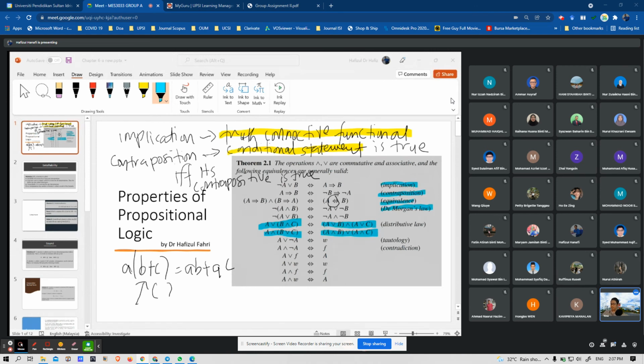And then we have contradiction. In traditional logic, a contradiction occurs when a proposition conflicts either with itself or with established fact. It is a proposition that is unconditionally false. A self-contradictory proposition can be generalized to a collection of propositions, which is then said to contain a contradiction. We have A and negate A. This one is a contradiction, tautology and contradiction.